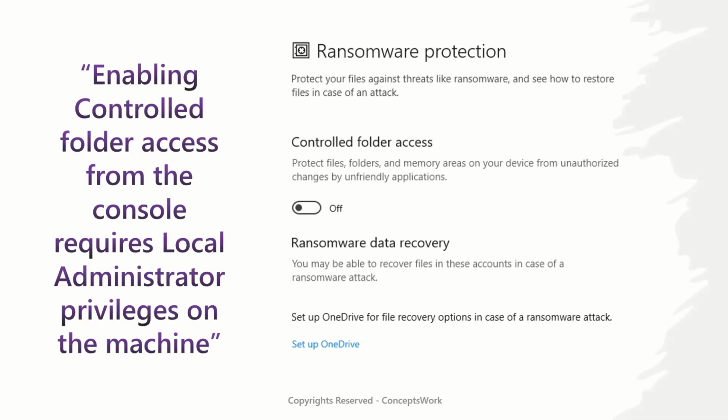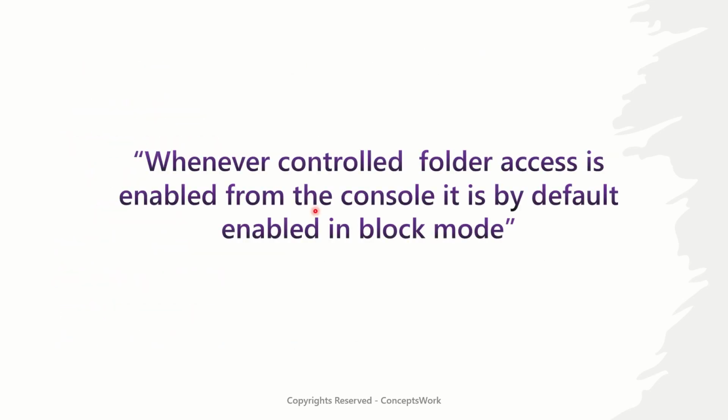The first thing that you have to keep in mind is that in order to enable this feature directly from the console, which is Windows Security Console, you have to be local admin on the machine. That means your account should have local admin privileges. And then in the Ransomware Protection section, you can simply enable this button and controlled folder access as a capability will be enabled. Now, whenever controlled folder access is enabled from the console, it is by default enabled in block mode. This is something which you have to keep in mind.